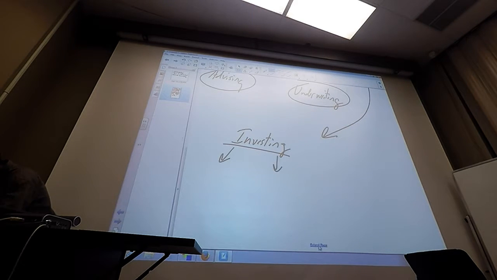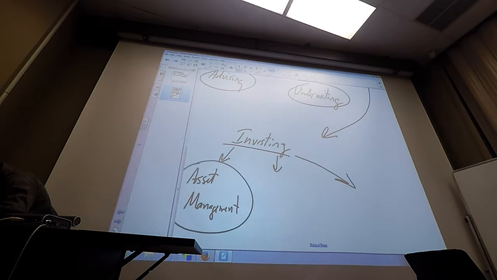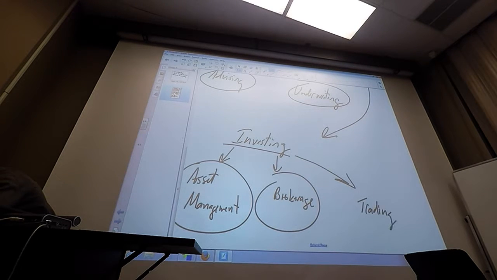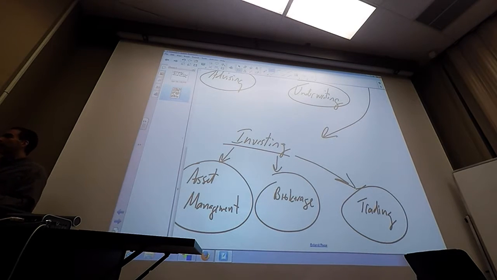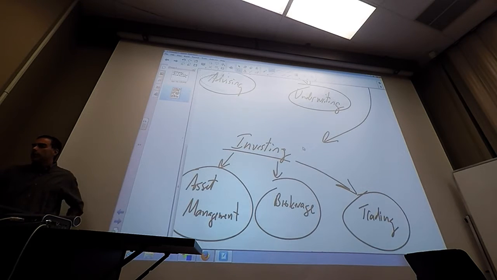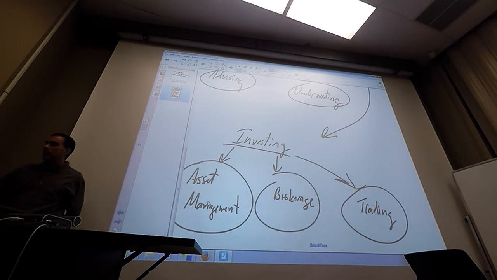Now, investing, I would split into three components. You've got asset management, you've got brokerage, and you've got trading. They're all very similar, and they're all very similar to what we looked at in chapters 17 and 18 with the whole institutional investing, mutual funds, all that stuff. It's basically the same thing. Investment banks do a lot of that also. So the distinction here, asset management is basically investing other people's money. That's what asset management would be.